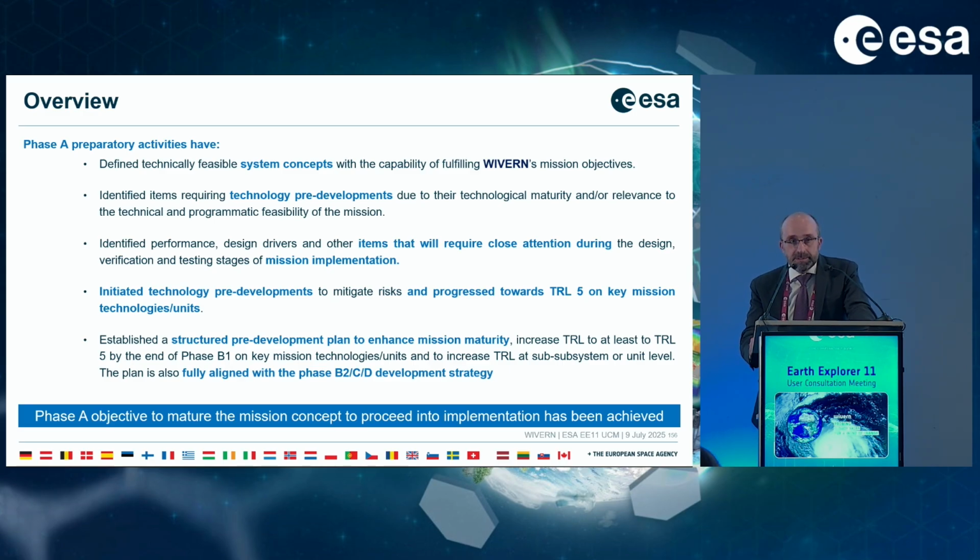With these two elements, as well as CAIRT this morning, WIVERN has initiated technology pre-developments to mitigate risk and progress to TRL5, and it has established a thorough and structured development plan, which is aligned with the phase B2 CD E1 development strategy in order to achieve TRL5 at the end of phase E1. Therefore, it can be concluded that the phase A objective to mature the mission concept to proceed into implementation has been achieved.